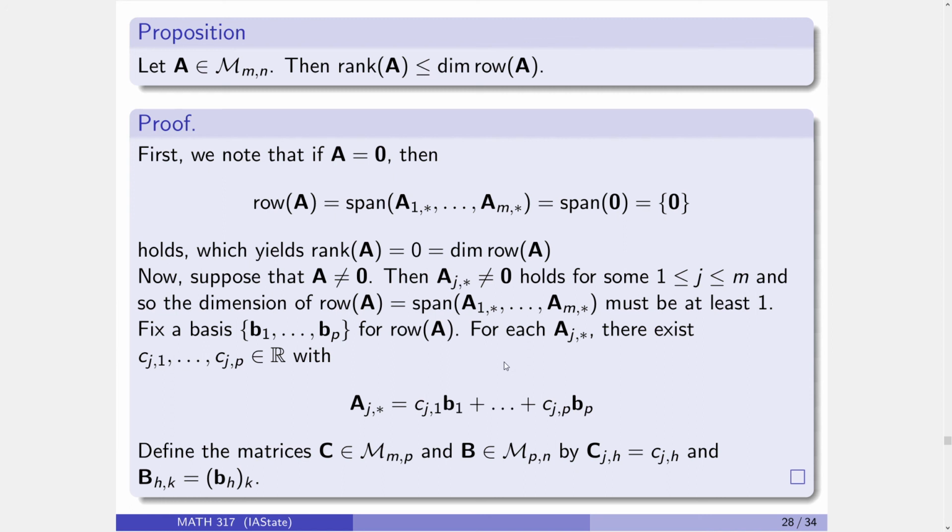And, oh hey, wouldn't you know it, from 1 to m, I can find p scalars, so I can create a matrix by just choosing these scalars. And furthermore, I can make a p by n matrix by taking the basis I got here and making those the columns. In other words, the kth column of B is the B sub k.